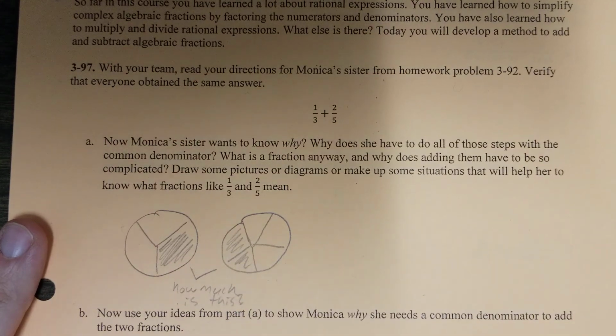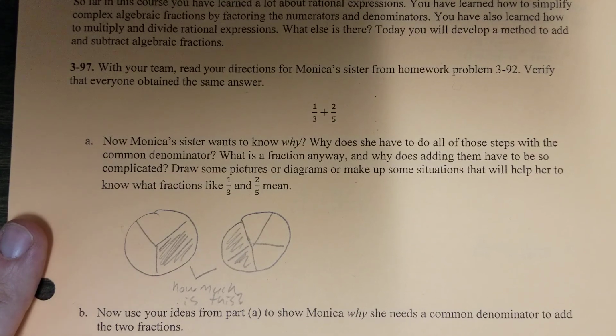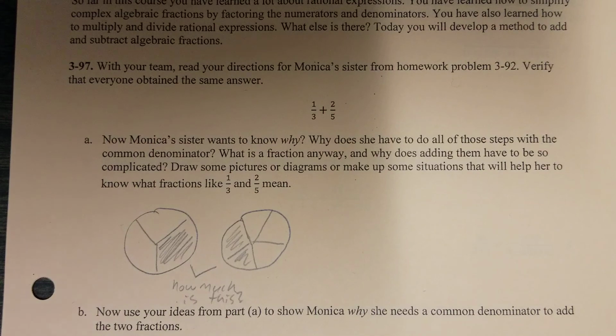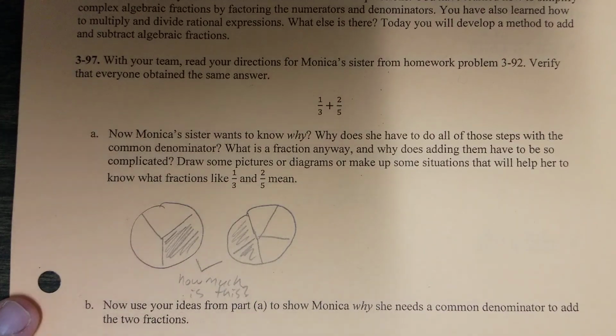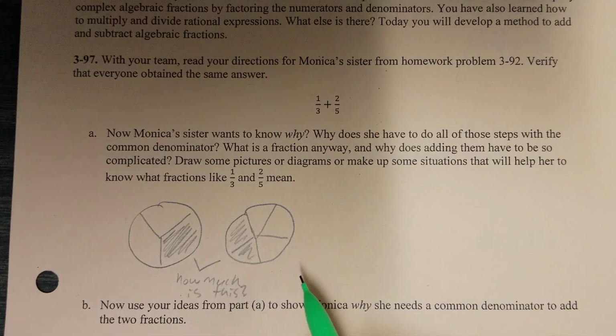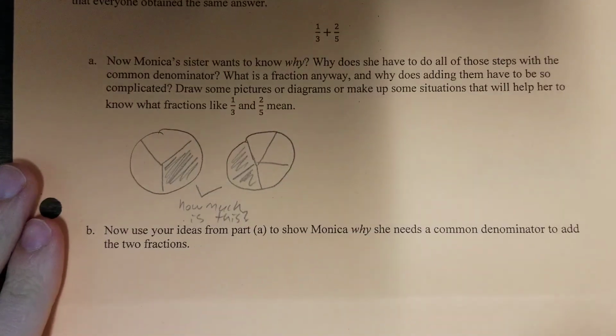If I wanted to know how many slices that is, I could say, okay, sure, it's 3 slices, but I have 3 completely different sized slices. So if I wanted to know how much of a single pizza we actually have left, there's no way to see it really with a pizza with 3 slices and adding a pizza with 5 slices. So that's where we need those common denominators to add these properly.